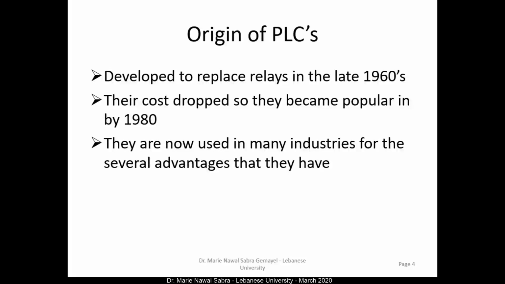Originally, these PLCs were developed to replace relays in the late 1960s. Their cost then dropped, so they became popular by the 80s. They are now used in many industries for the several advantages that they have and that we will discuss.